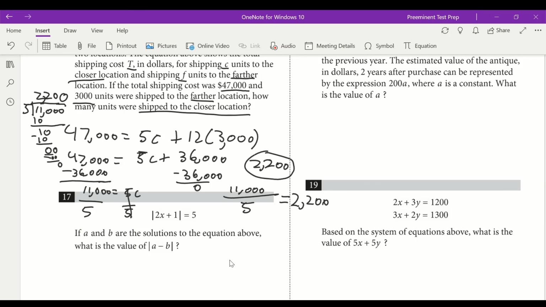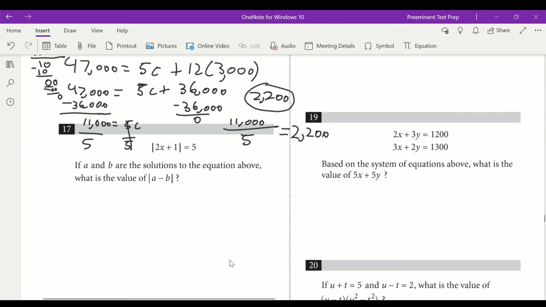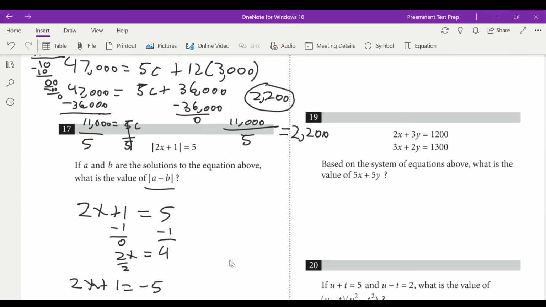All right. Question 17. If a and b are the solutions to the equation above, what is the absolute value of a minus b? Alright, well, to do this, when you're given an absolute value equation like 2x plus 1 equals 5, to find both answers you're going to do 2x plus 1 equals 5, and then you're also going to do 2x plus 1 equals -5. Okay, so to solve, I'm going to go ahead and get x alone by subtracting 1 from each side. I'll be left with 4 equals 2x. I'll divide both sides by 2 to get x equals 4 over 2, which means x equals 2 is one solution.